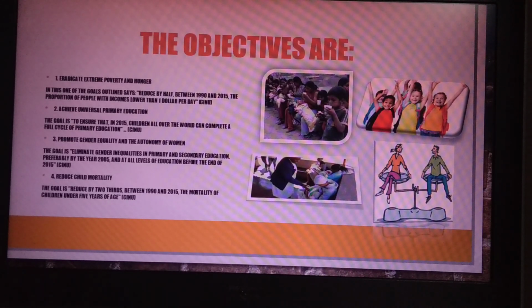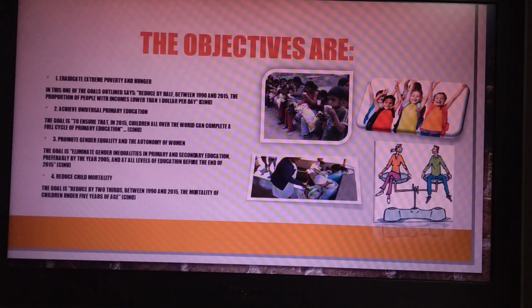The goal is to eliminate gender inequalities in primary and secondary education, preferably by the year 2005, and at all levels of education before the end of 2015. 4. Reduce child mortality. The goal is to reduce by two thirds, between 1999 and 2015, the mortality of children under 5 years of age.